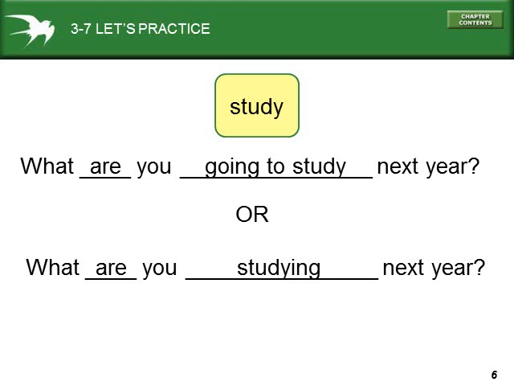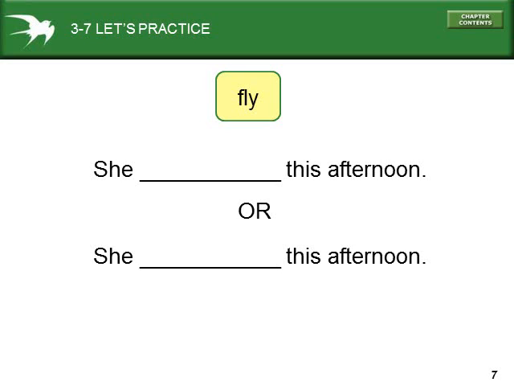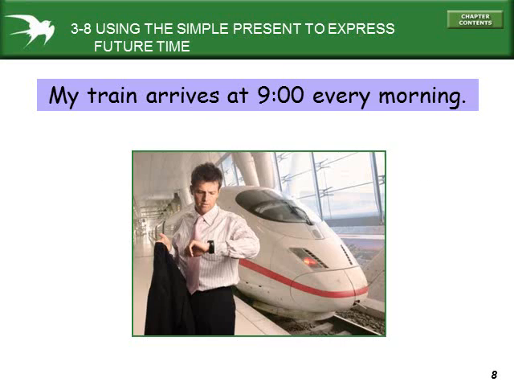In both cases, you have the words "next year" to help you indicate the future. She is going to fly this afternoon, or she is flying this afternoon. Both of them have this meaning of a future plan.